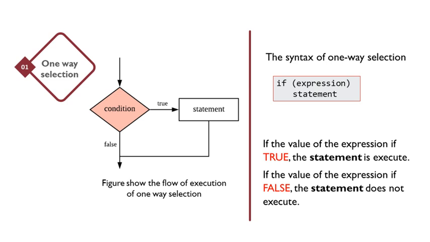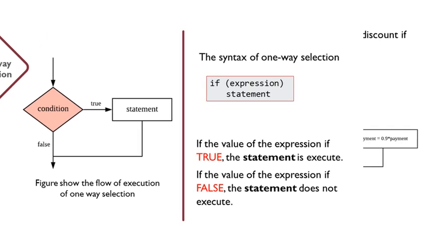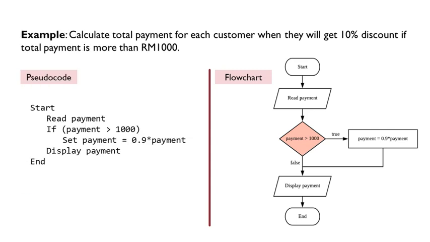Okay. As I mentioned earlier, throughout this chapter, I'm going to show you examples of problems that might use the selection structure. So in this example, we have to calculate the total payment for each customer, where they get a 10% discount if the total payment is more than 1,000 ringgit.